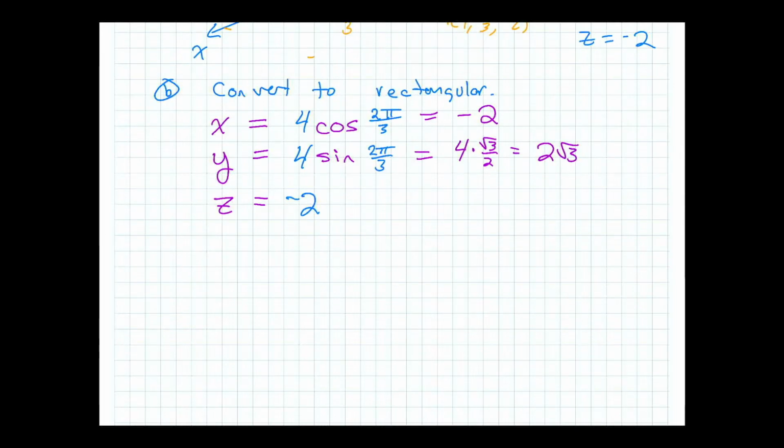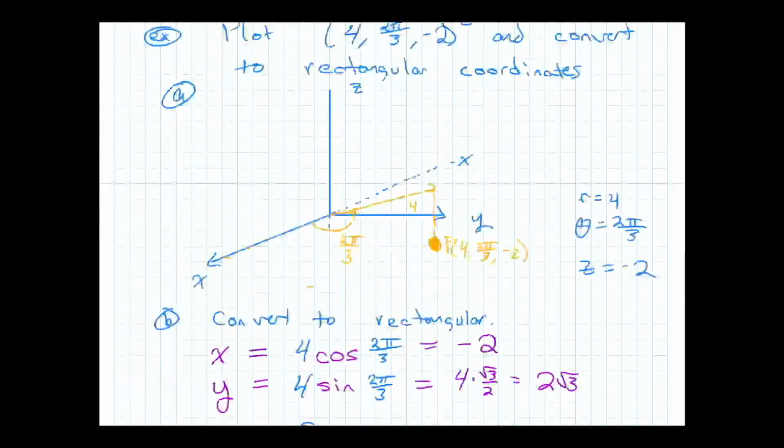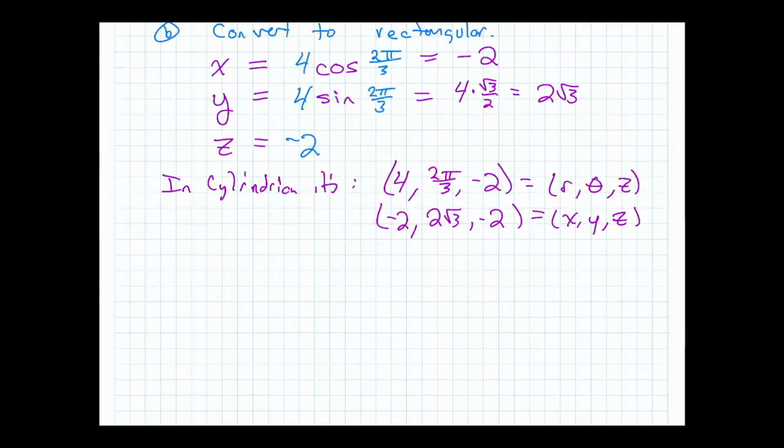So in cylindrical, it's what we had, 4 comma 2 pi over 3 comma -2, right? That's the r, theta, and z. And in terms of x, y, z, it's what we just calculated, which is -2 in the x direction, positive 2 square root 3 in the y direction, and then -2 in the z direction. Looking at here, we'll see if that makes sense. So this says -2 in the x direction.